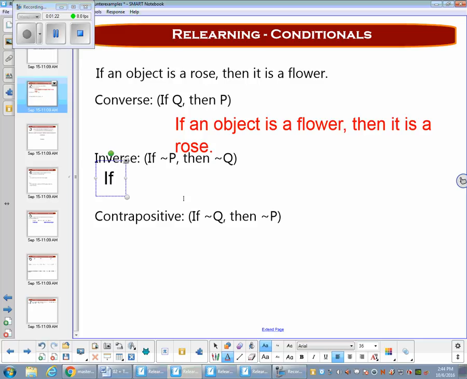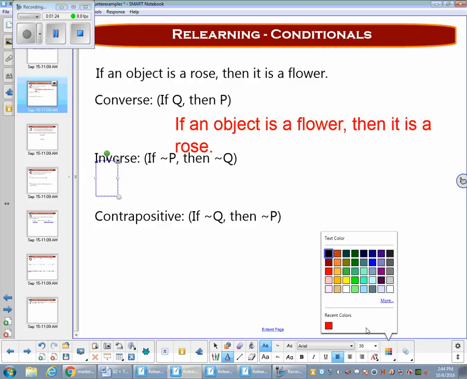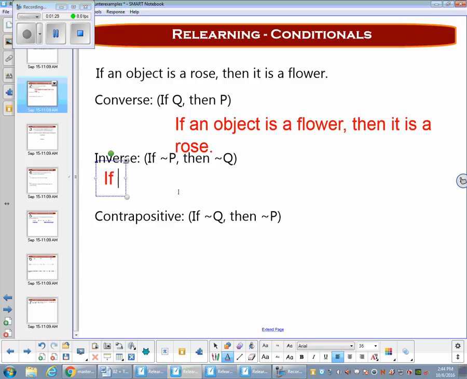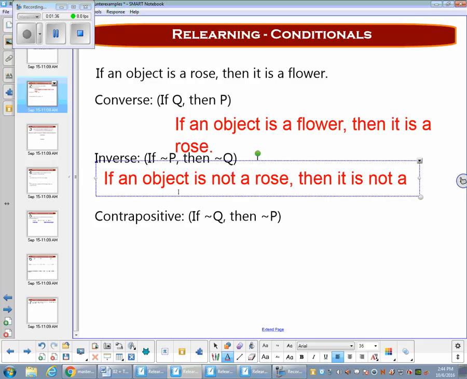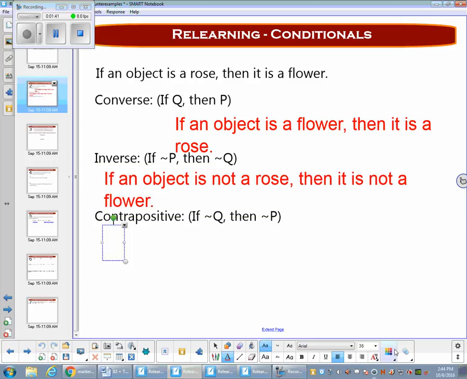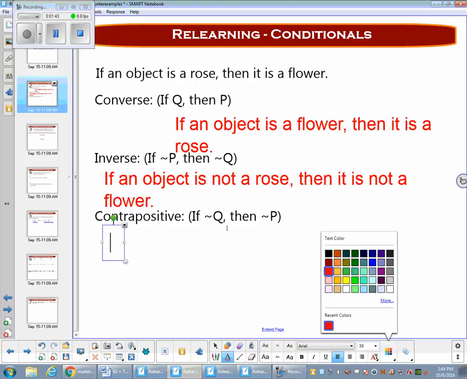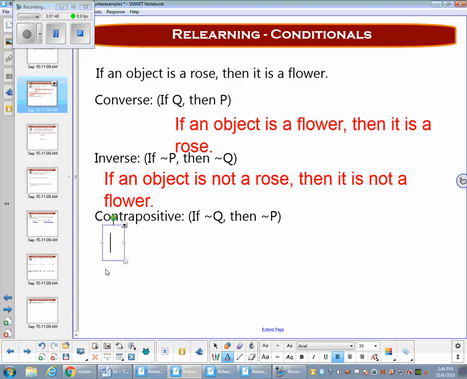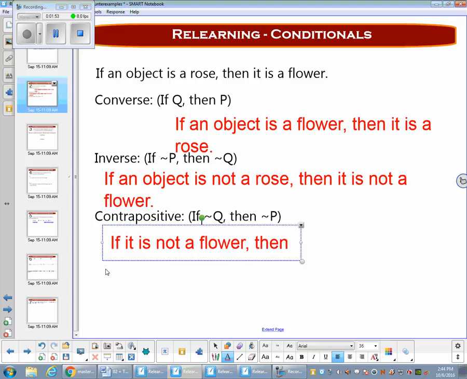So I'd say, if an object is not a rose, then it is not a flower. And then finally, we want to do the contrapositive. It's if not the conclusion, then not the hypothesis. So if it is not a flower, then it is not a rose.